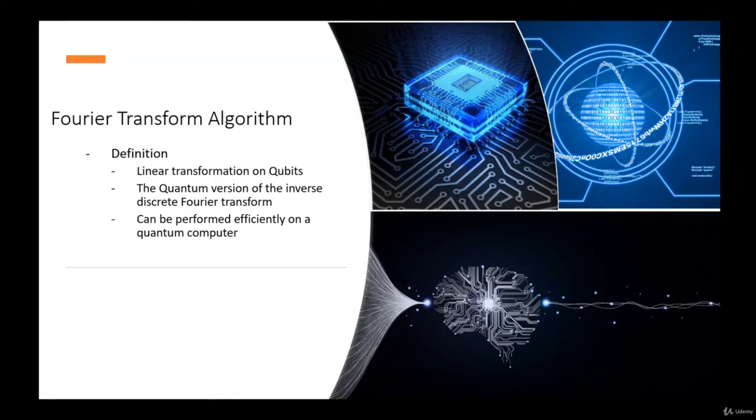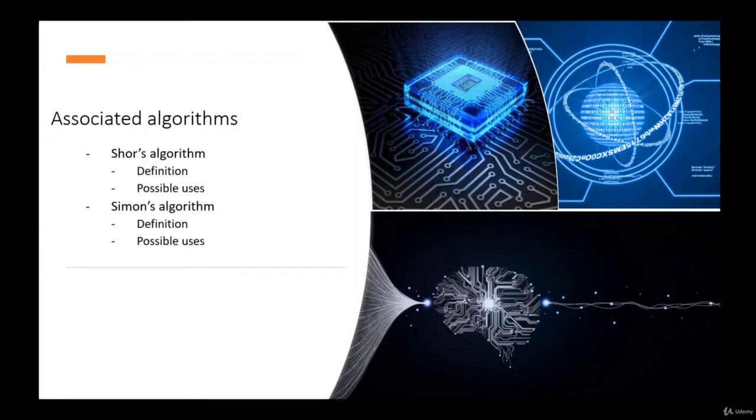The Fourier transform algorithm is really made for quantum computing, as I said, it's the quantum version of the inverse discrete Fourier transform, and it can work perfectly when used on a quantum computer. For the two algorithms that we are going to talk about today, we are going first of all to talk about the Shor algorithm, and what exactly it is.